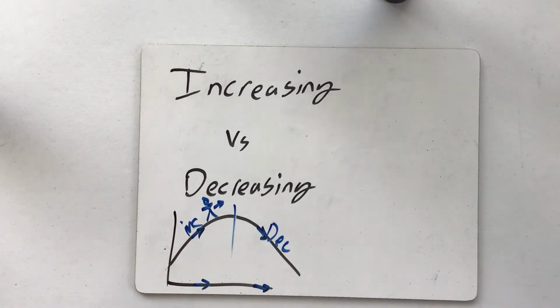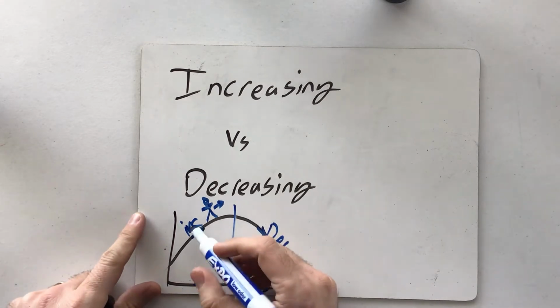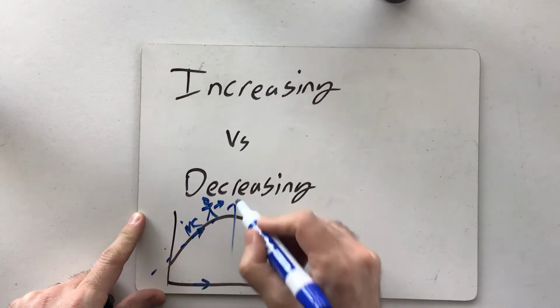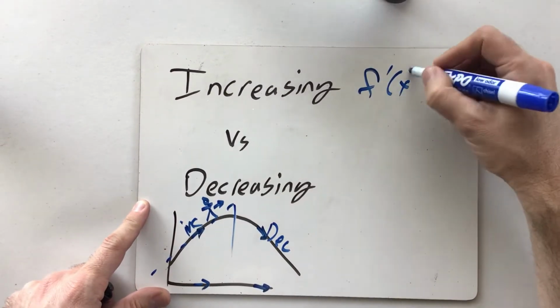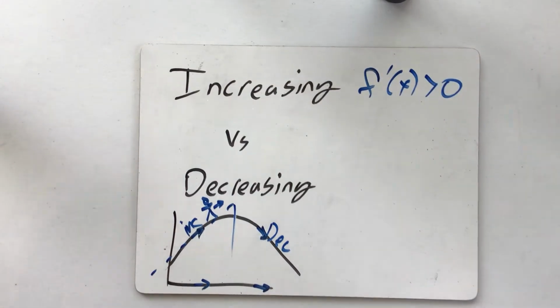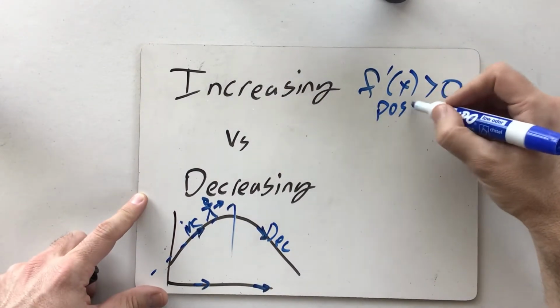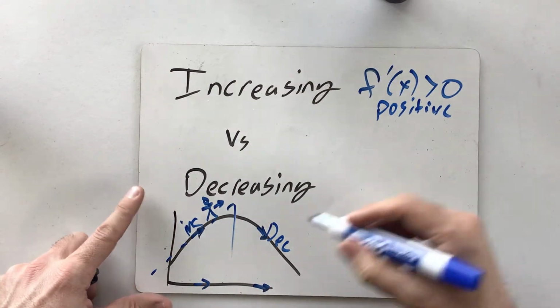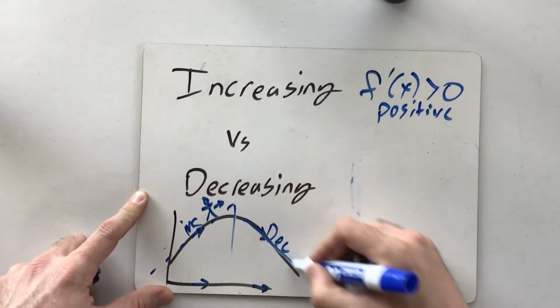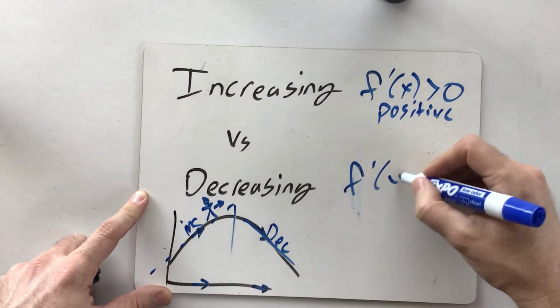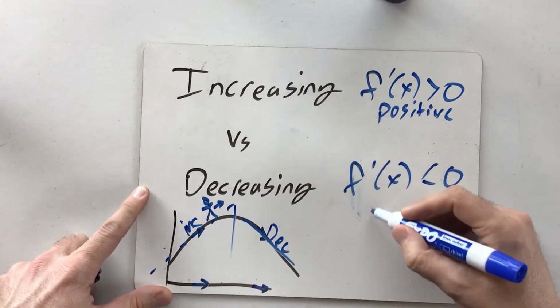But what's important is, from a calculus perspective, what do we know? Well, if it's increasing, that means we have a tangent line with a slope that looks like this, and that means our slope is positive, or greater than 0. Versus if it's decreasing, then it means the opposite. It means that our slope is negative, or less than 0.